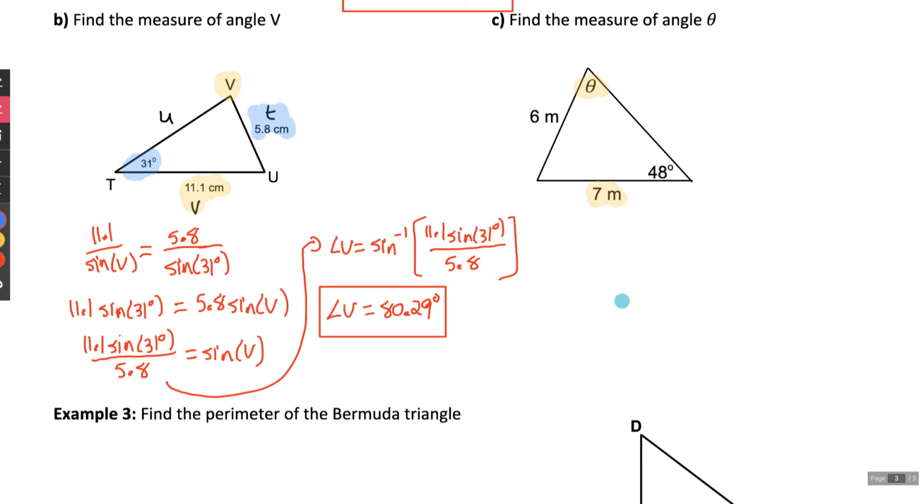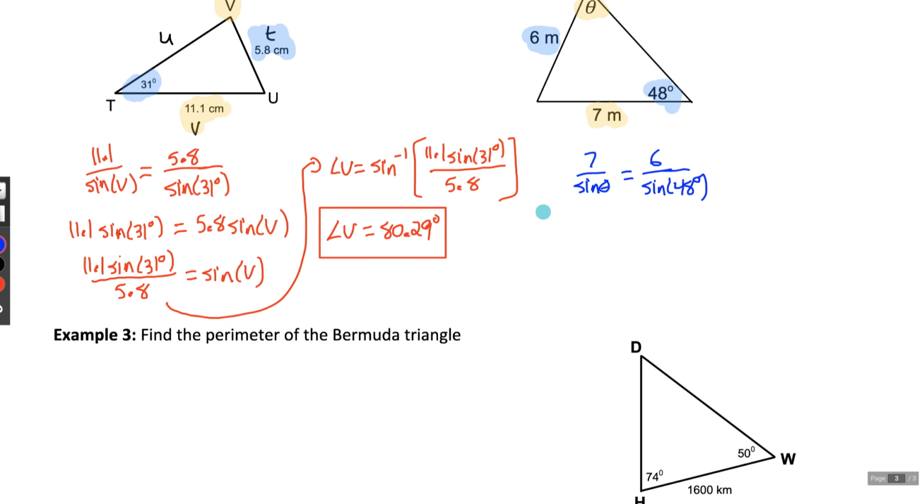And then I would set that equal to the ratio where we know both pieces of information, where we know the side and the angle opposite from the side. So in this question, I could say that 7 over sine theta equals 6 over sine 48. And I'm going to want to isolate sine theta, so I'll start by cross multiplying. Numerator of the left side times denominator of the right equals numerator of the right times denominator of the left.